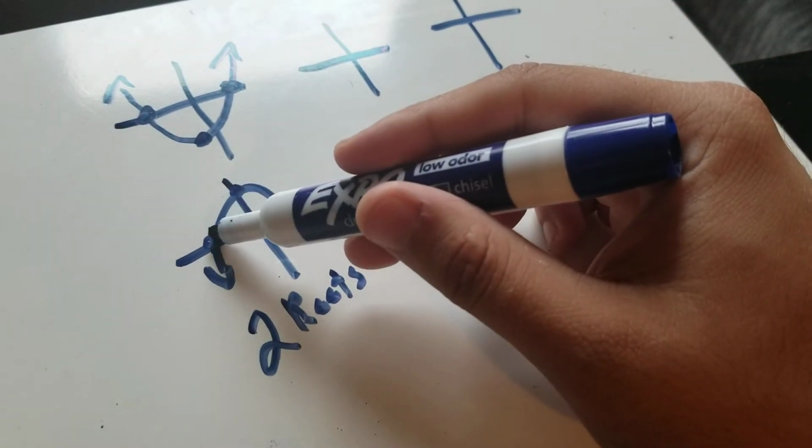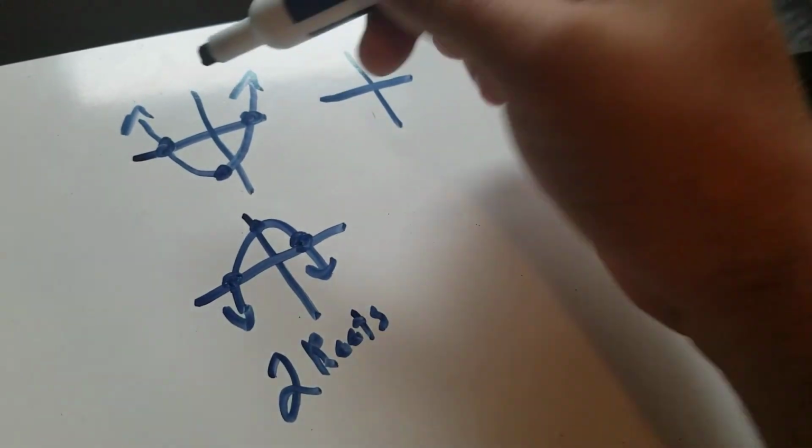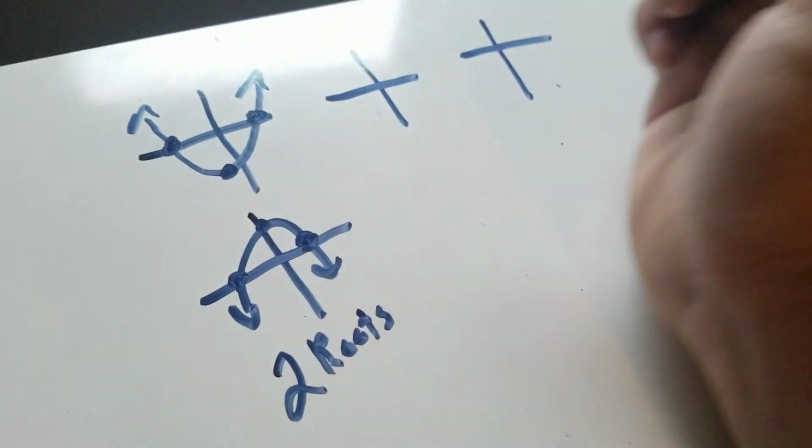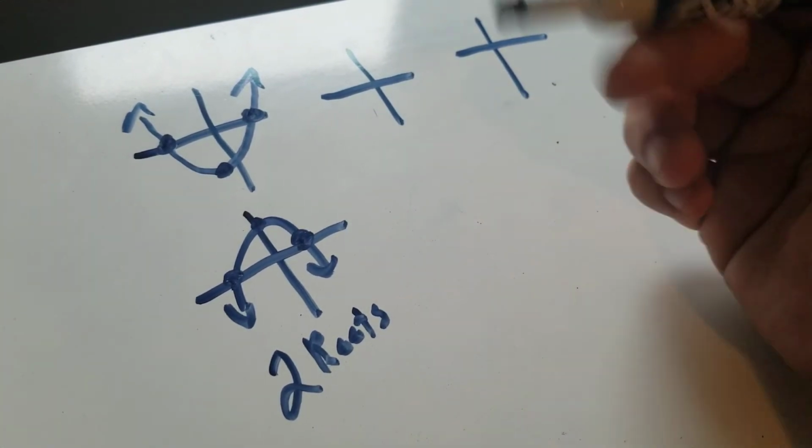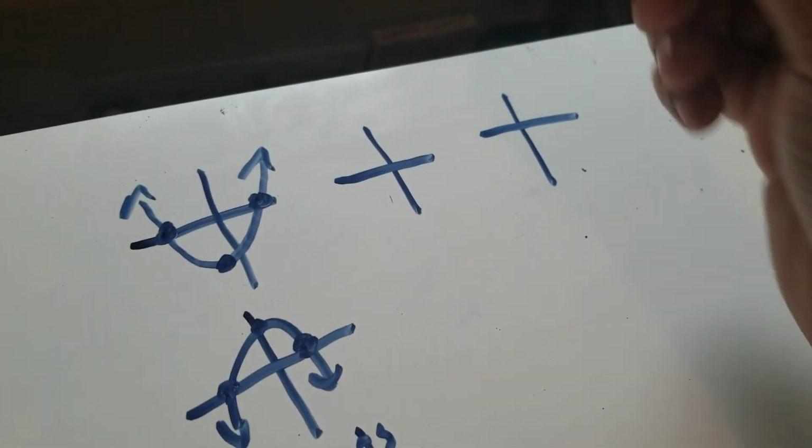So when it hits the x-axis twice, that's a 2-root situation, okay? Because it hits the x-axis here and hits the x-axis here. On the top one, it hits the x-axis here, it hits the x-axis here. So we could have 2 solutions or 2 different answers that cause it to be 0.